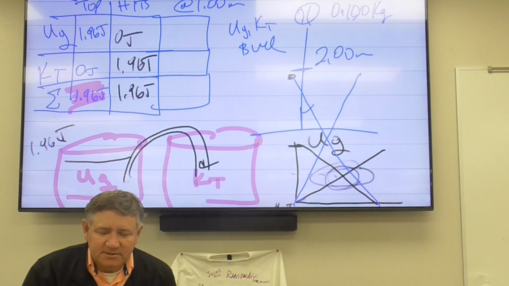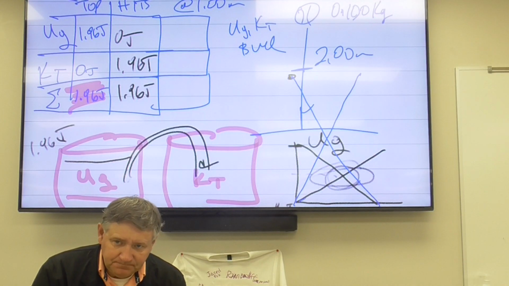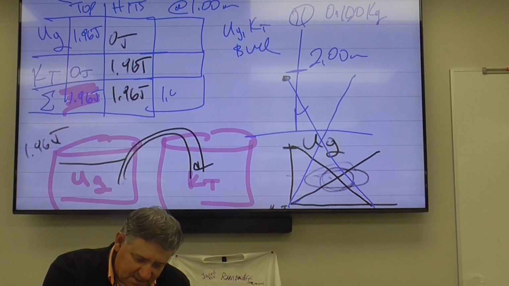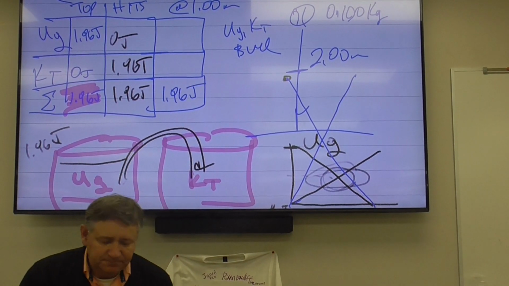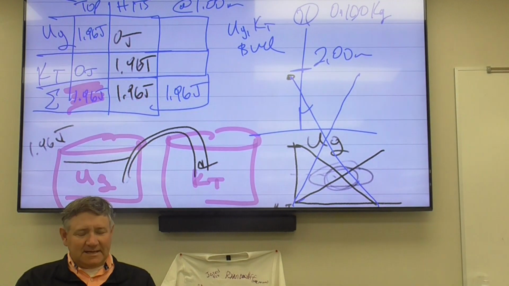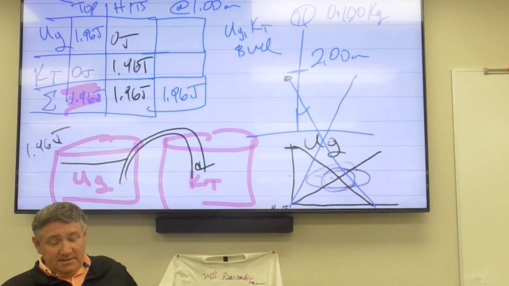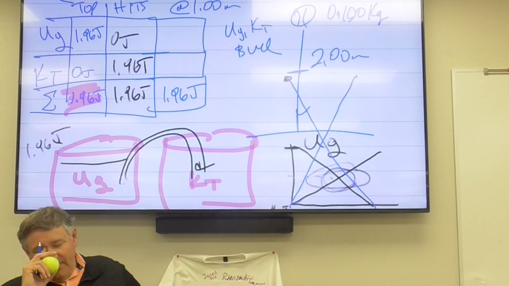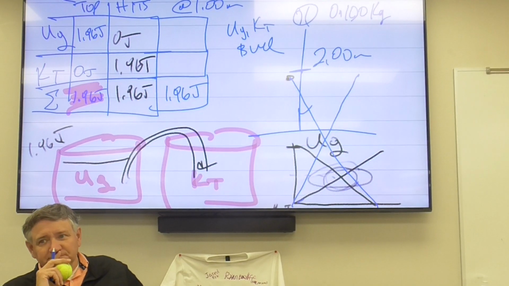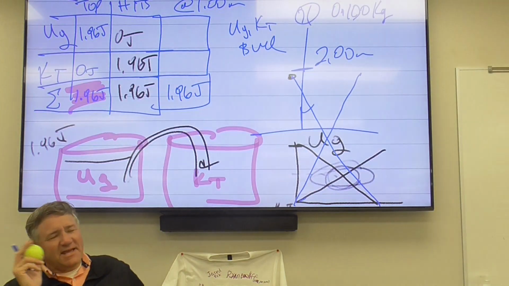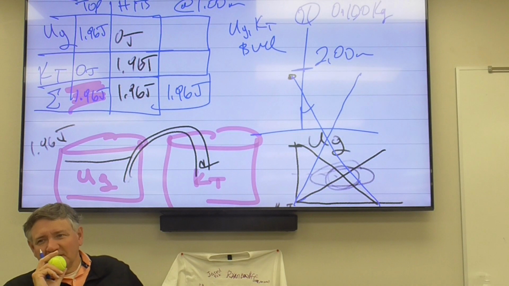What do my two energies have to add up to? 1.96 joules. Otherwise, you go to physics jail. Exactly. So if it's at 1 meter, what can I find? Velocity. I can, but that's not what I want. Energy.